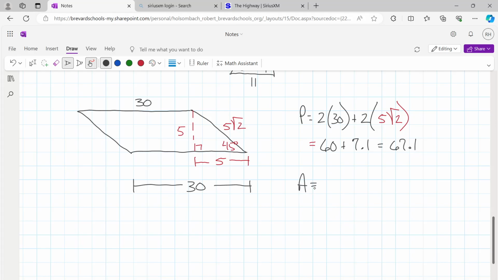Our area is equal to a base times the height, two perpendicular segments. So 30 times 5, and 30 times 5 is 150.